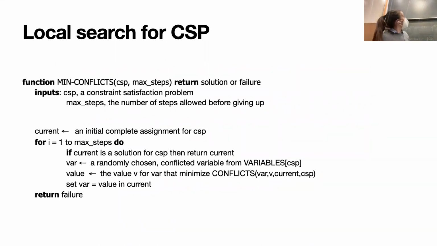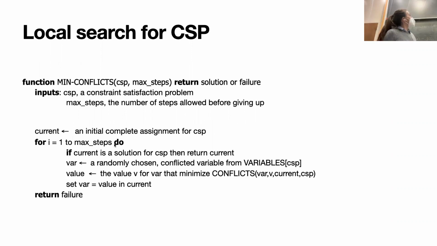Local search for constraint satisfaction. We are going to write a function called minimum conflicts, or min conflicts, that takes in a constraint satisfaction problem and a max number of steps. We're going to get to why we would want max number of steps. It returns either a solution or a failure. The CSP we already know is a constraint satisfaction problem, and max steps is the number of steps allowed before giving up. We set a variable here, current, equal to an initial complete assignment for the constraint satisfaction problem.